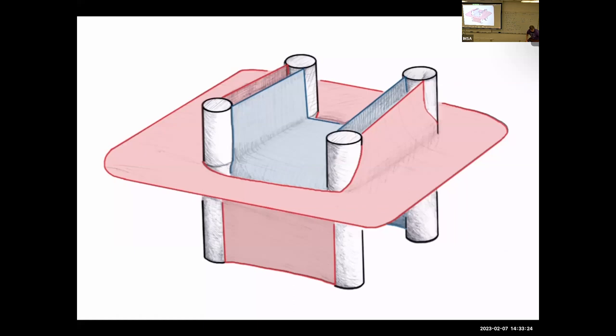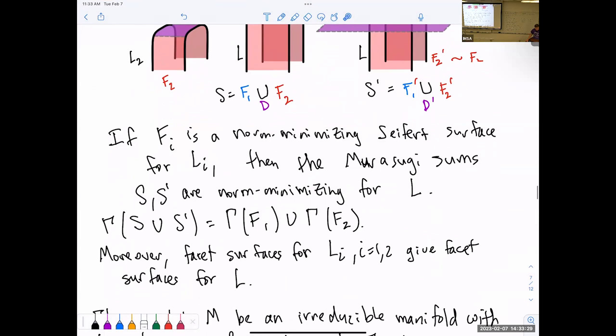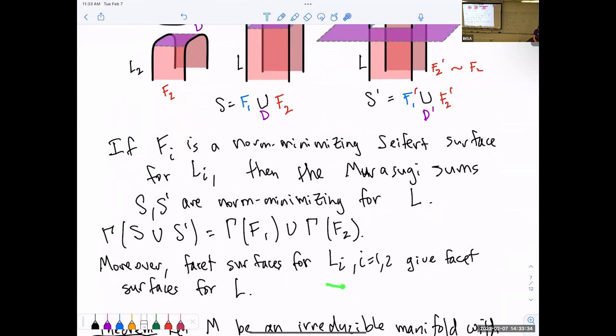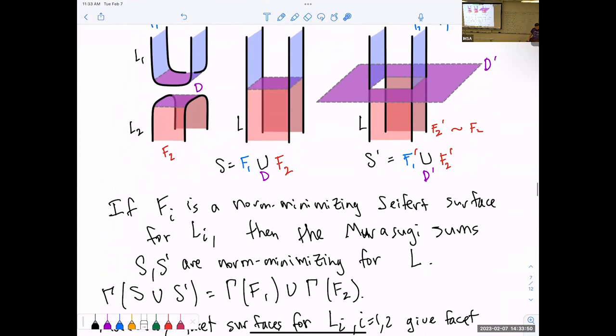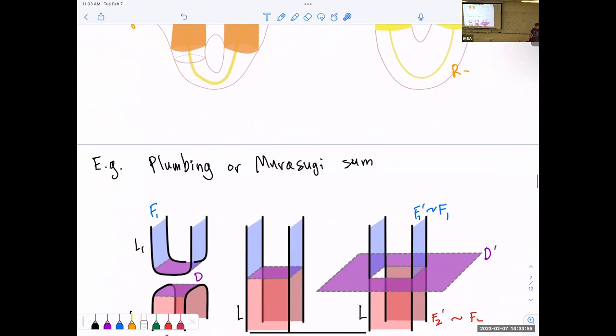Moreover, if you have facet surfaces for the L_i, you can plumb those facet surfaces together to get facet surfaces for L, and the corresponding natural homology class coming from the orientation of the wing. So this is just an example. I'm trying to give you some sort of example of how you can have non-trivial facet surfaces from these sort of plumbings.